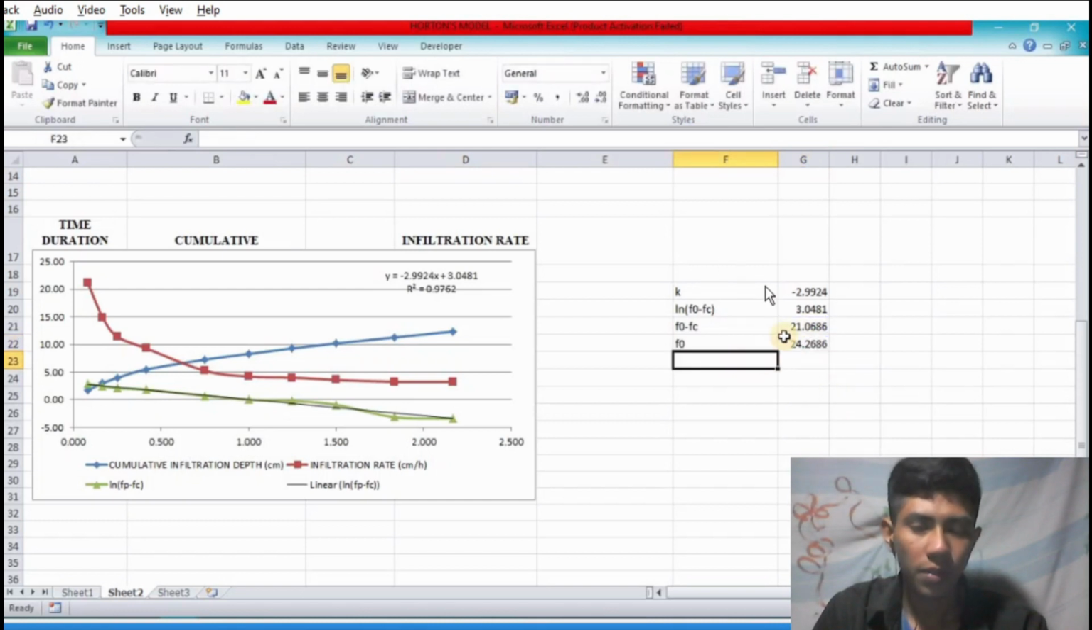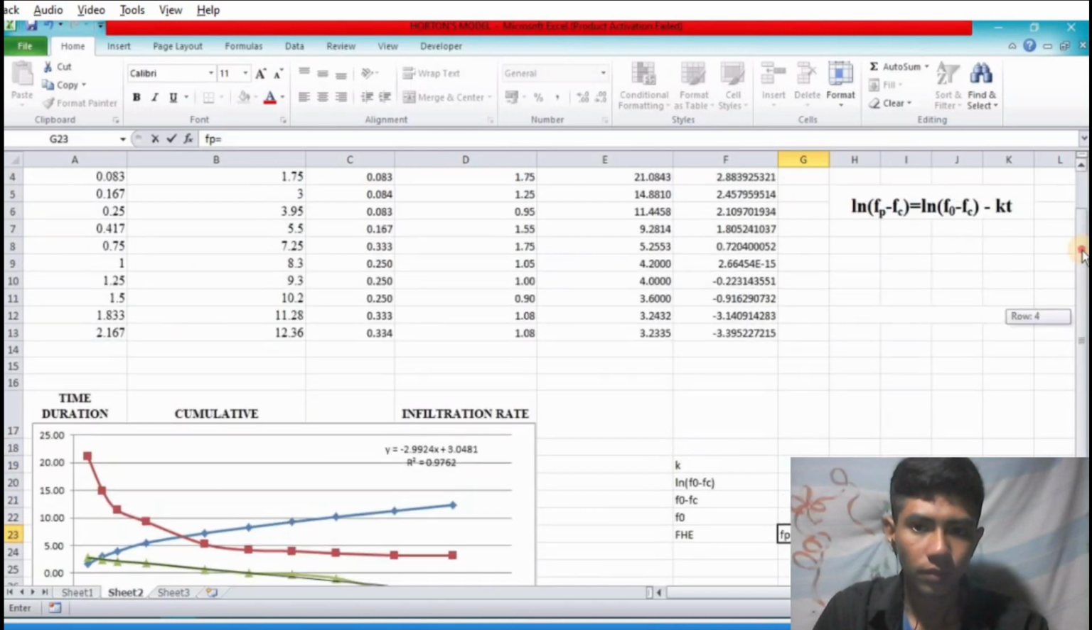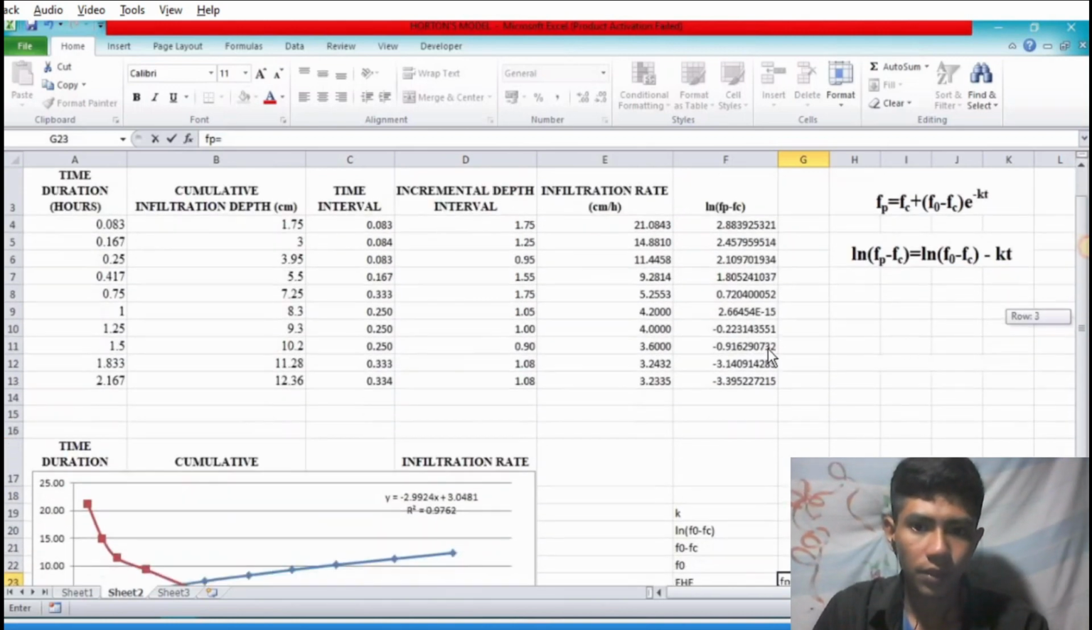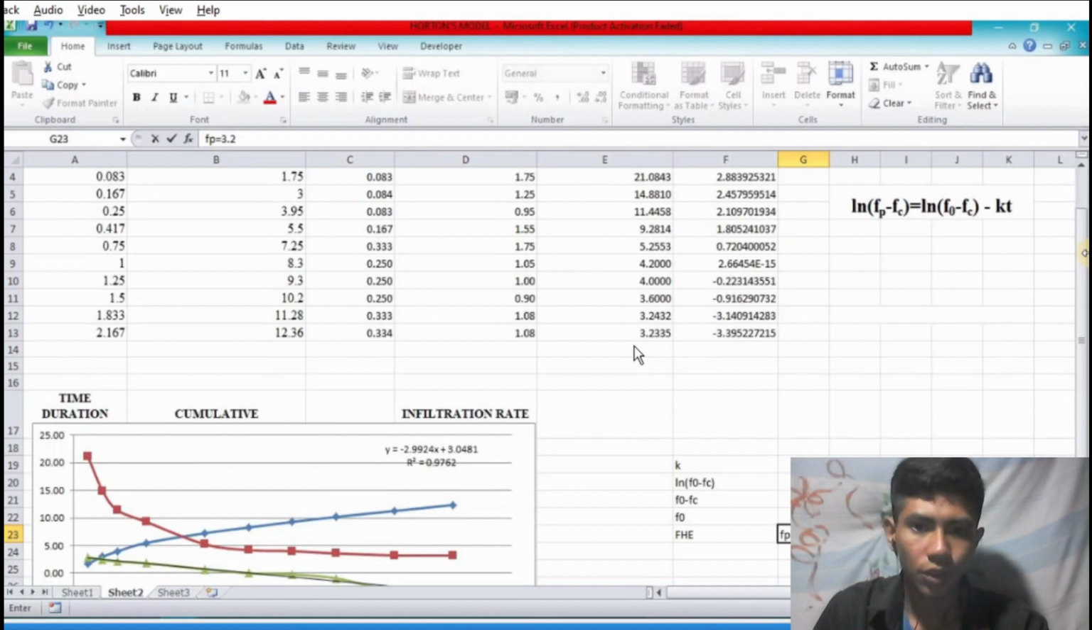Kaya, nakuha natin yung parameters of the equation. Now, time to get the final Horton's equation. Fp is equal to Fc, which is 3.2, plus F0 minus Fc, which is 21.068.